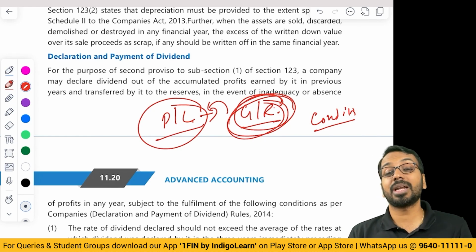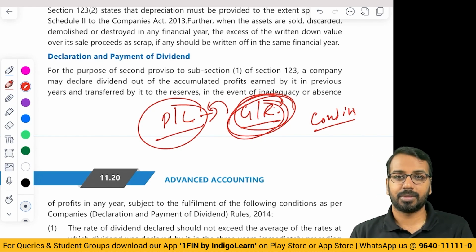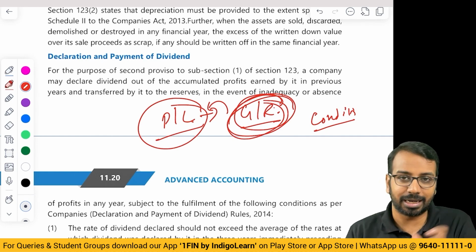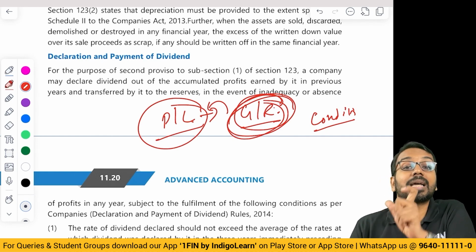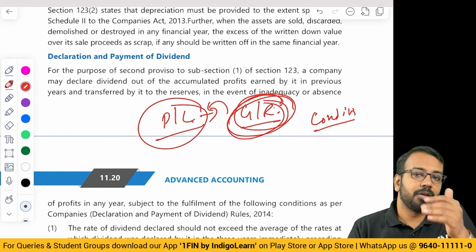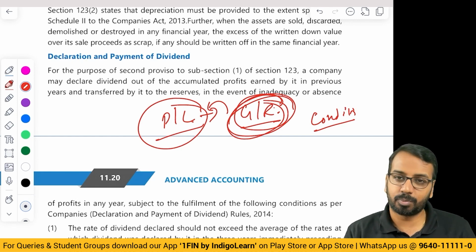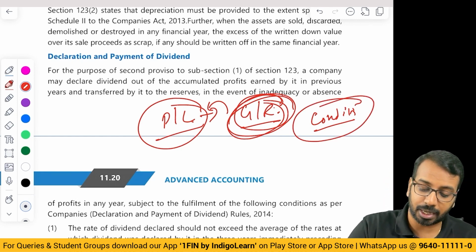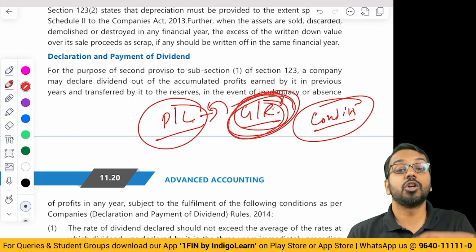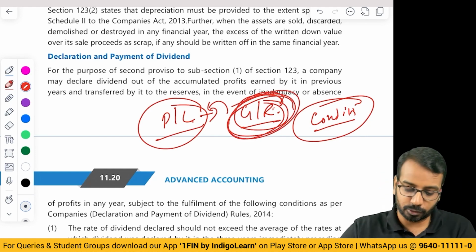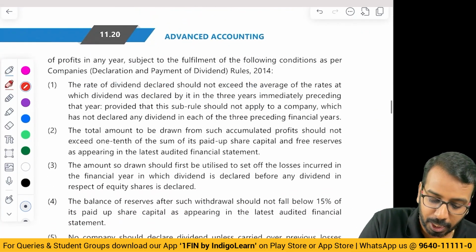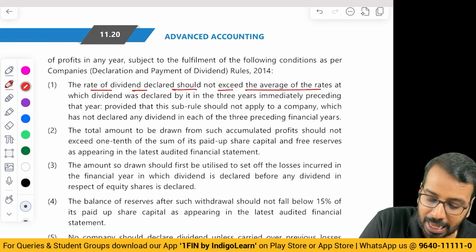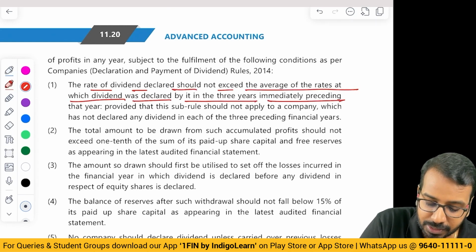But if I don't have sufficient balance in P&L, or if there are accumulated losses in P&L, but I have something called a general reserve which I had created out of my profits in the past years, then by complying with certain conditions, we can use general reserve balance to declare the dividends. So what are those conditions? First, the rate of dividend should not exceed the average of the rates at which dividend was declared in the 3 years immediately preceding that year.